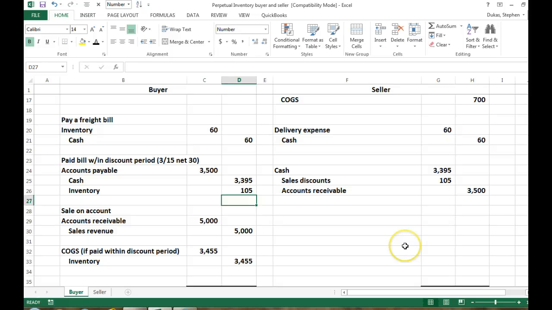From the seller's standpoint, the seller receives cash in the amount of $3,395. They recognize the fact that they've given the buyer a sales discount, in this case of $105, and then they take their accounts receivable off the books. That's the credit for $3,500.